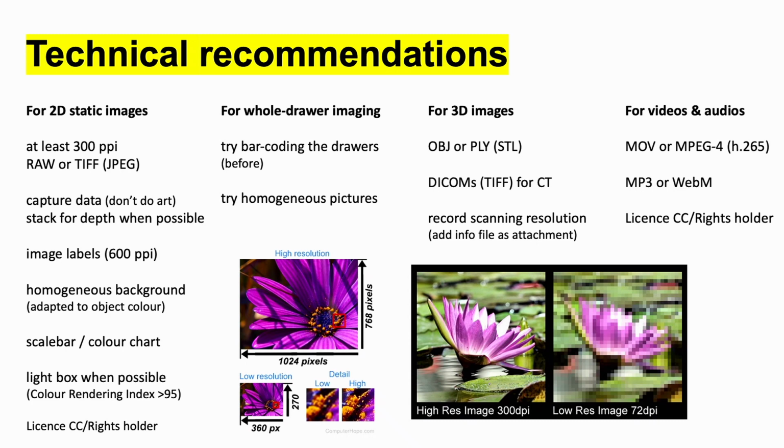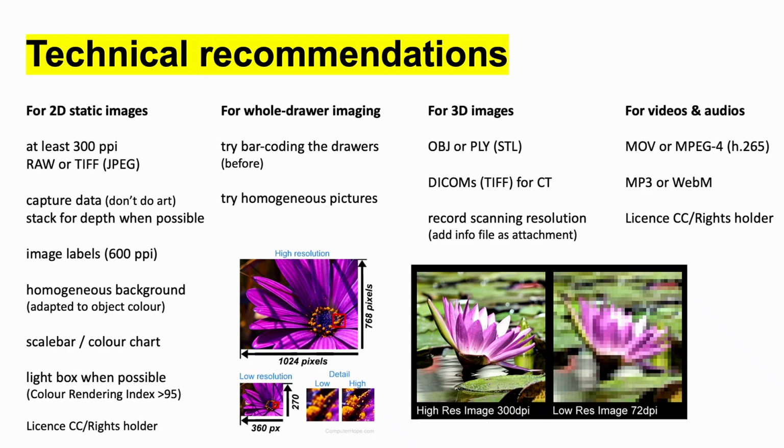Maybe if I go for the 2D static images, go for at least 300 dpi. Raw data files are great because you can use them in Photoshop and change them and modify them as you wish. They're heavy also. JPEGs do the job sometimes. It's enough. Don't try to do art. This is not the purpose, maybe, or maybe sometimes if you want to reuse your pictures in an exhibition, but otherwise don't try to do art, just capture your data. Yeah, you can stack for depth if you want, but sometimes for big specimens, you don't even have to stack for depth. A good picture is enough for collection management.